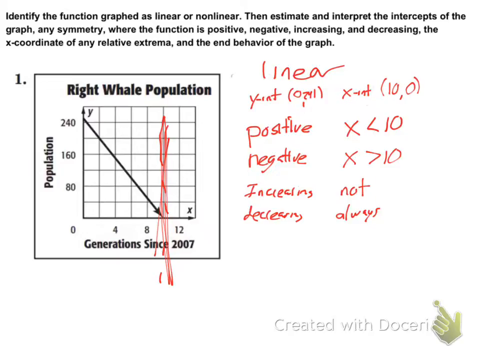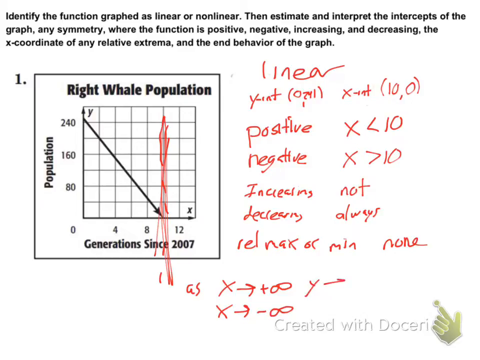Next, go up there and say x coordinates of any relative extremes. Relative max or min. Any max or mins? No, none. So it's none. And now it goes to end behavior. As x approaches positive infinity, as x approaches negative infinity, y is approaching where?